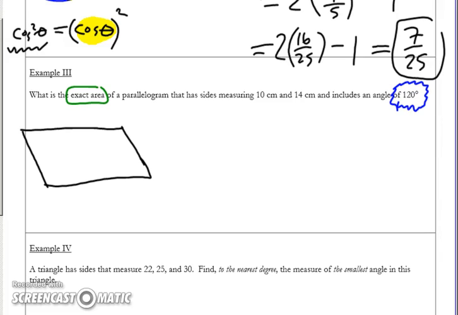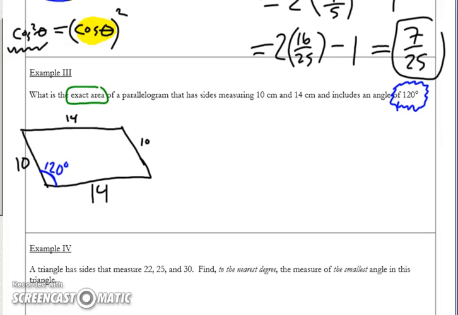So I'm drawing a parallelogram. It's not the most beautiful parallelogram, but recall that in a parallelogram, opposite sides are parallel, opposite sides are congruent, and the sides measure 10. I'm going to say that one's 10 because it's shorter, and 14. That means this would be 14, this would be 10 as well. Not super important, but just a reminder, opposite sides are congruent. And between the 10 and the 14, it includes an angle of 120 degrees. So that is 120 degrees.